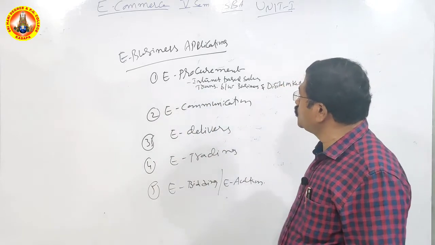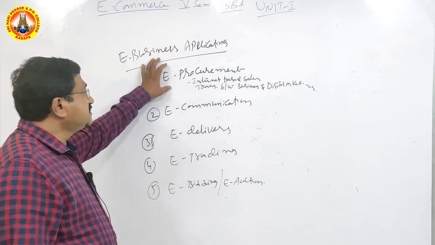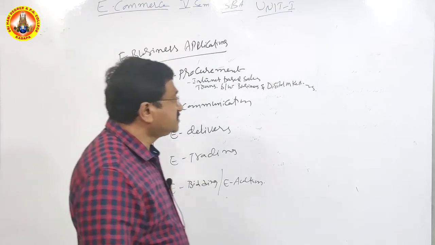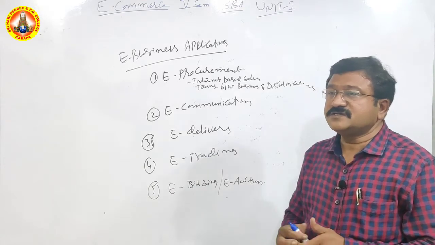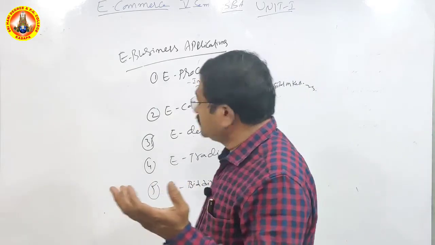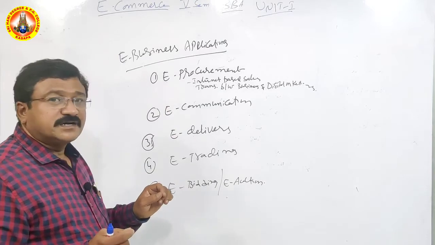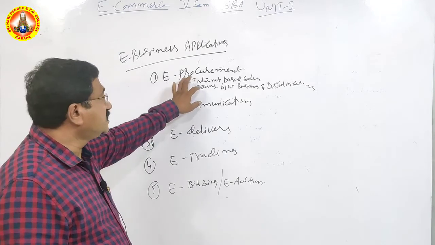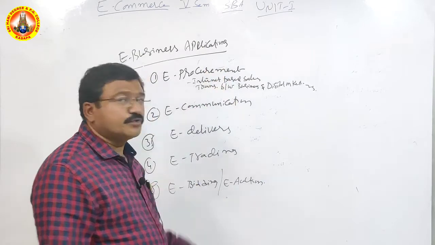The first one is e-procurement. That is the first e-business application. What is e-procurement, or electronic procurement? Internet-based sales transactions between business people and digital marketing. That means when you are doing business through the internet, the business is conducted from one person to another by making transactions, and that concrete procurement needed in e-business comes under e-procurement.